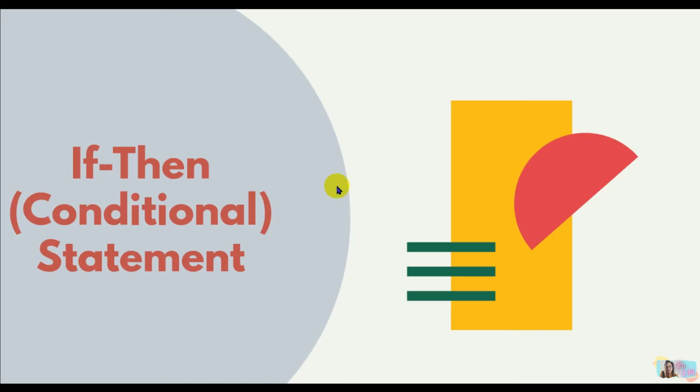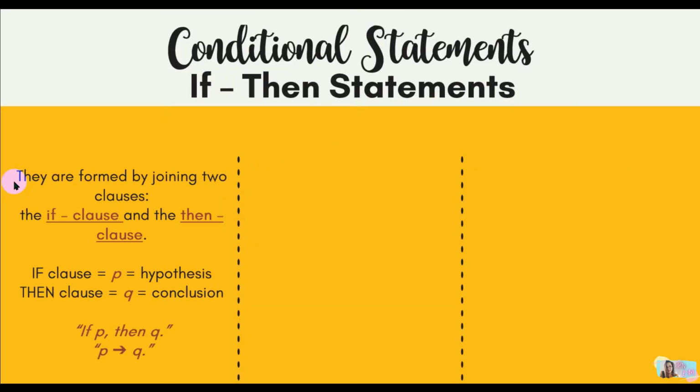Now, what are the if-then or conditional statements? They are formed by joining two clauses, the if clause and the then clause. The if clause is denoted by the variable P, and this is known to be the hypothesis. Then, the then clause, which is denoted by the variable Q, ito naman po yung conclusion. Karaniwan po natin siyang makikita in this form: if P, then Q. Or in symbol, P implies Q. So, meron tayong arrow na nakaturo dun sa Q. P implies Q is how we read this.